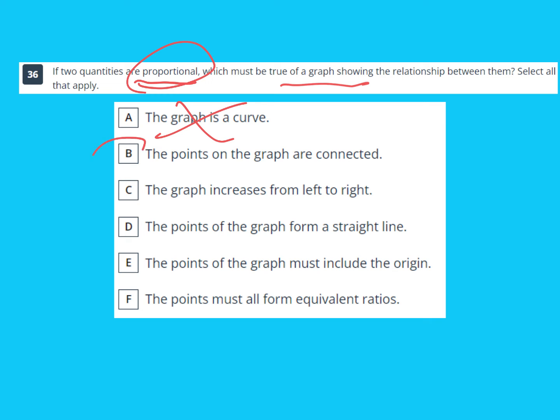We've definitely said that. The graph increases from left to right. Yep, because it has to start from 0, right? Okay. The points of the graph form a straight line, always, linear relationship. Points of the graph must include the origin. To be proportional, absolutely. Points on the graph must form equivalent ratios. Yes, they must. Next.